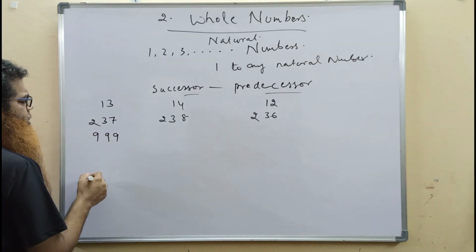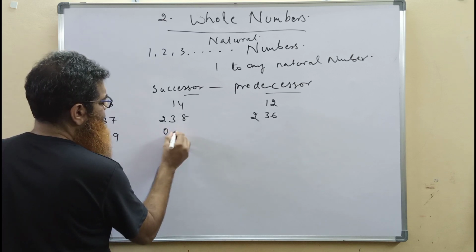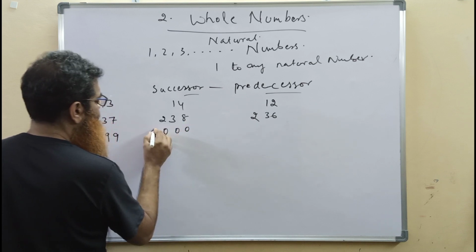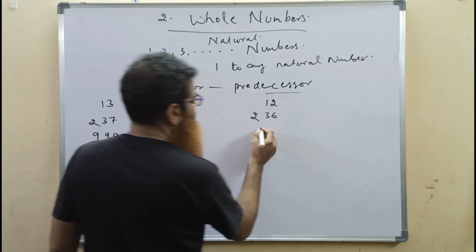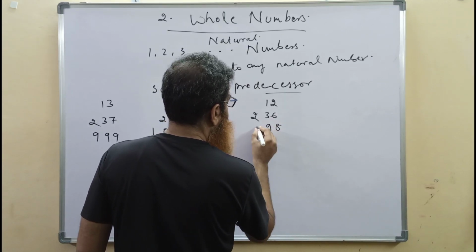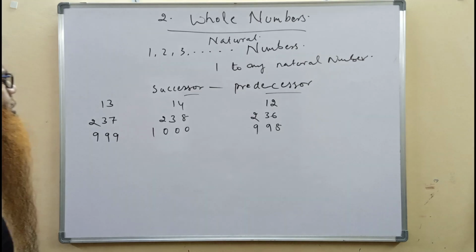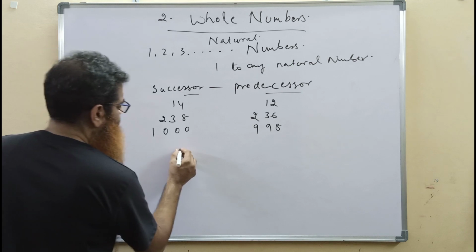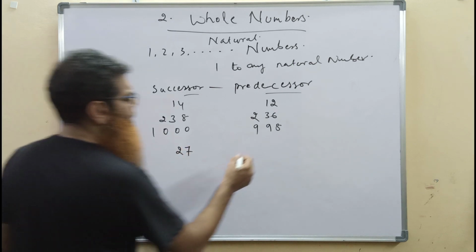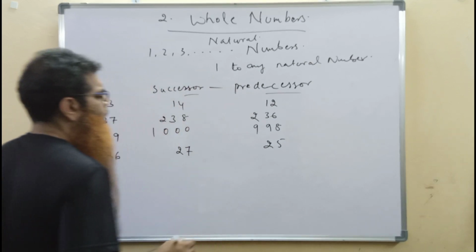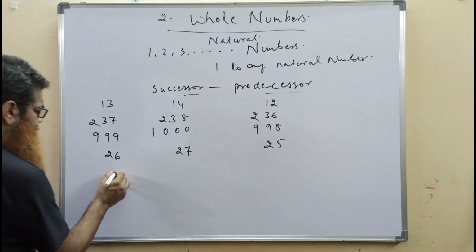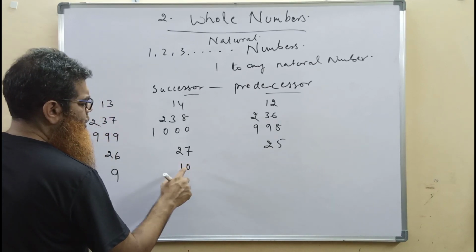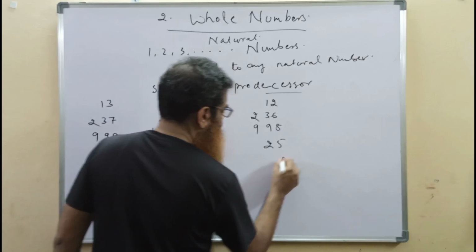Then we have 999, the largest 3-digit number. Successor is the smallest 4-digit number, that is 1000, and the predecessor is 998. Then we have 26 here. Successor is after 6 it is 7, so 27, before 6 it is 5, so 25. Here is 9, the largest single digit number. Successor is the smallest 2-digit number, and predecessor is 8.